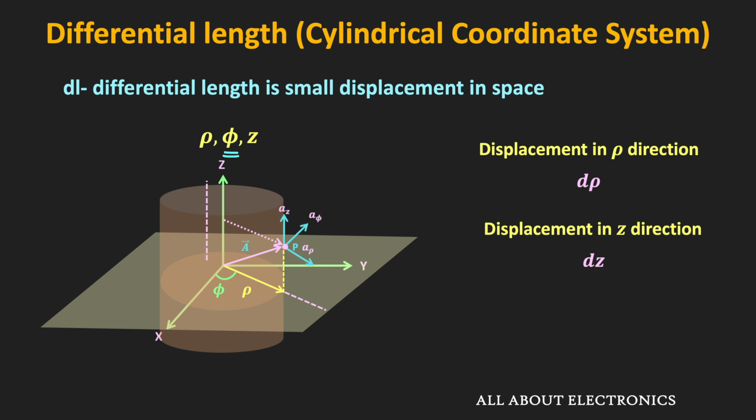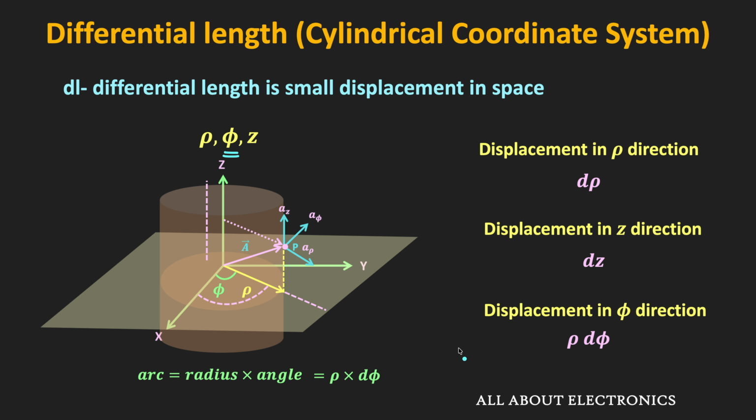And similarly, the displacement in the phi direction can be found by the arc, because as you know, phi represents the angle. So directly, we will not have the displacement in terms of phi. That's why it can be given by this arc. And as you know, the length of the arc can be given as radius times angle. In this case, the radius will be equal to rho, while the change in the angle will be equal to d phi. So we can say that the displacement in the phi direction is equal to rho times d phi.